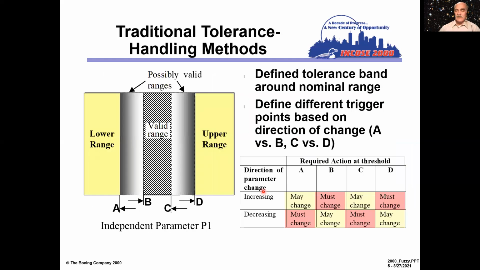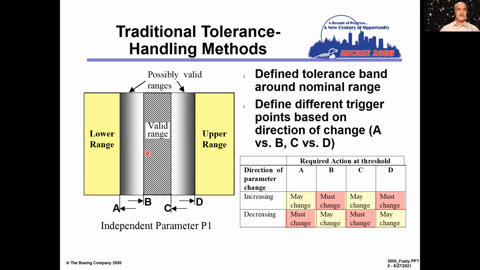So tolerancing is a standard means to handle this sort of thing. So in this case, we might even look at not just what the ranges are, but if things are changing, where are they and what direction are they moving? So hysteresis comes into play. So in this example, we can define a tolerance band around some nominal range and describe in detail what the behaviors are.